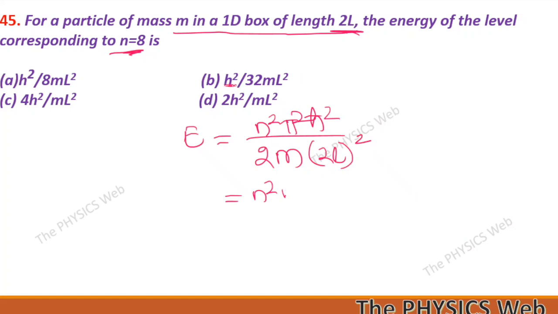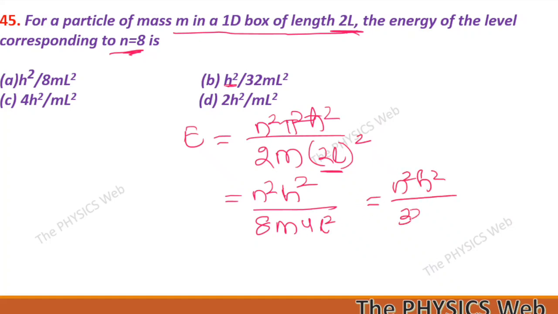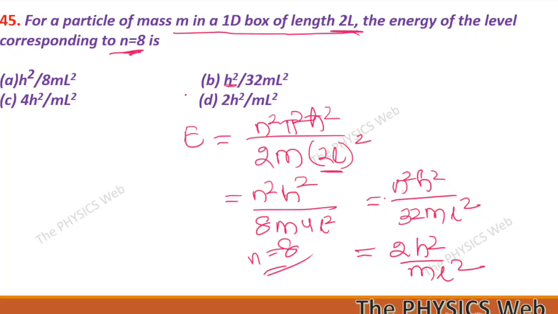See, in the option it is written as h square. So n square h square by 8m, and from here it will be 4L square, so in total it will be 32. So n square h square by 32 mL square. So for n equals 8, it will be 64. 64 divided by 32, so it will be 2h square by mL square. Okay, so D is your correct option.